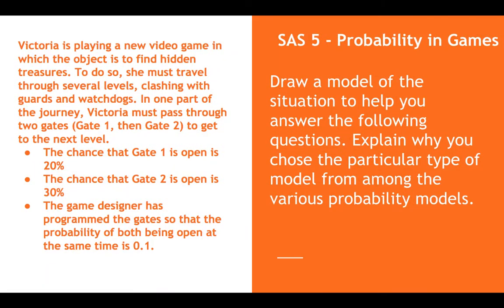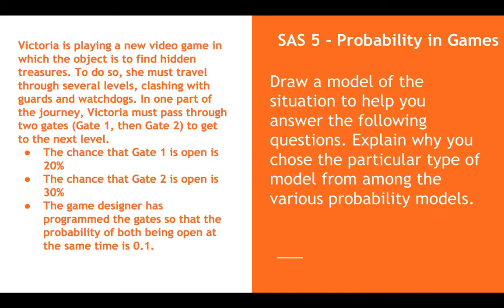All right, so let's start with this new lesson. Victoria is playing a new video game in which the object is to find hidden treasures. To do so, she must travel through several levels, clashing with guards and watchdogs. In one part of the journey, Victoria must pass through 2 gates. Gate 1, then Gate 2, to get to the next level.